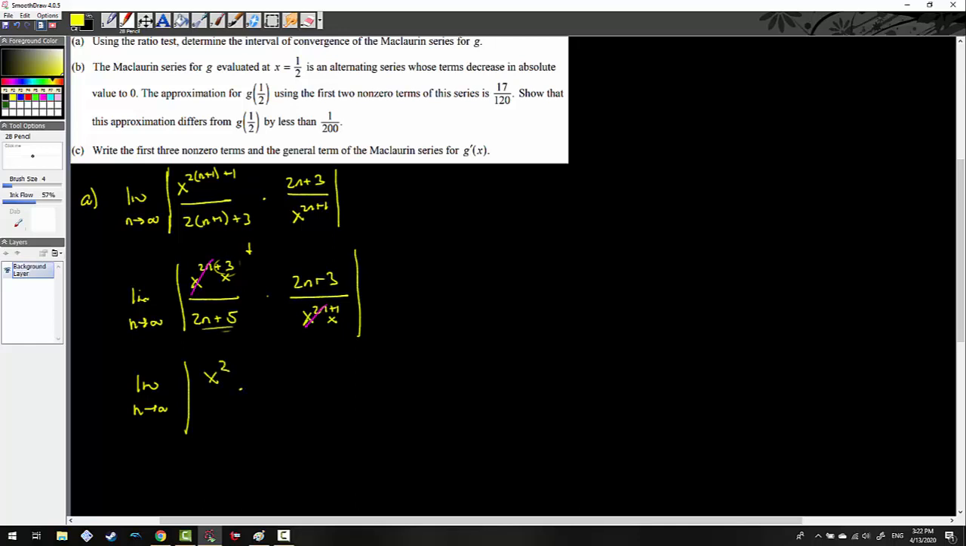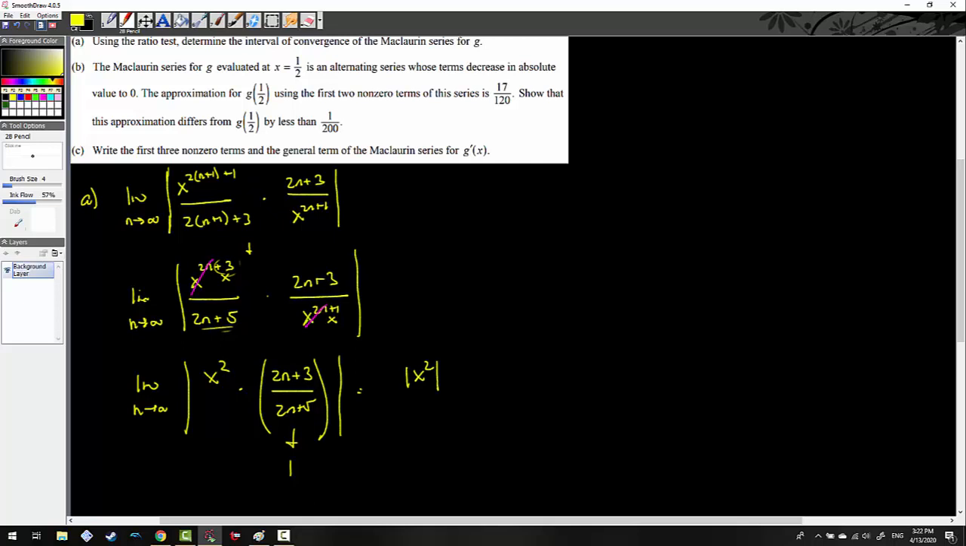The n terms can't really do anything, so it's going to be multiplied by a 2n plus 3 over 2n plus 5, which is actually a pretty good position to be in. Because as n goes to infinity, this portion of the expression right here will go to 1, leaving me only with the absolute value of x squared.